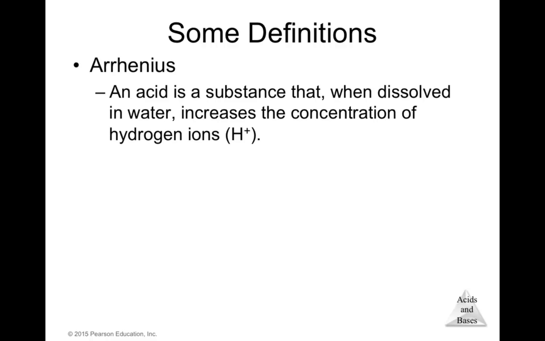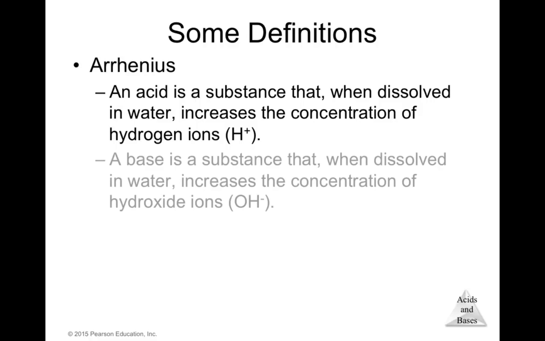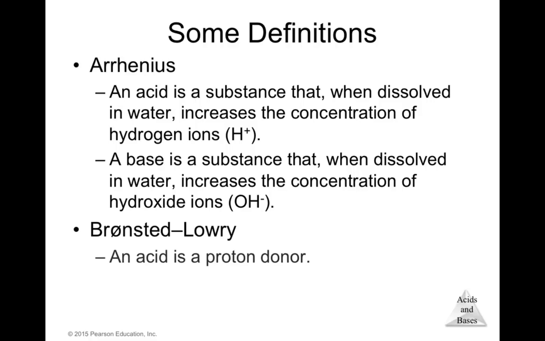First, let's talk about the definition of Arrhenius. An acid is a substance that when dissolved in water increases the concentration of hydrogen ions, H+. A base is a substance that when dissolved in water increases the concentration of hydroxide ions, OH-. Also, there are other definitions. For example, Brønsted-Lowry defined an acid as a proton donor, and a base as a proton acceptor.